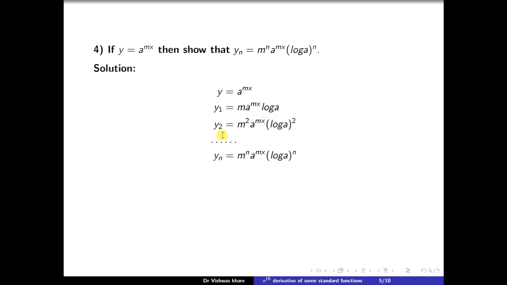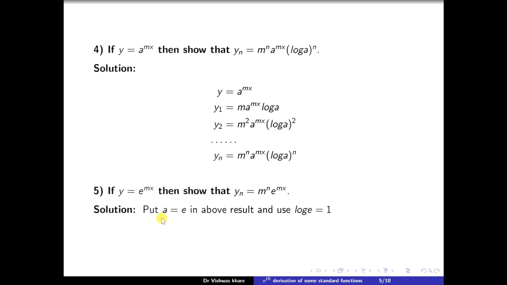Now finding the second derivative, it gives m square a to the power mx, and again the derivative of a to the power mx is log a. So log a into log a becomes (log a) square. In general, by following this, we can write yn as m to the power n, a to the power mx, (log a) to the power n. Now if y is equal to e to the power mx, then show that the nth derivative is m to the power n e to the power mx.